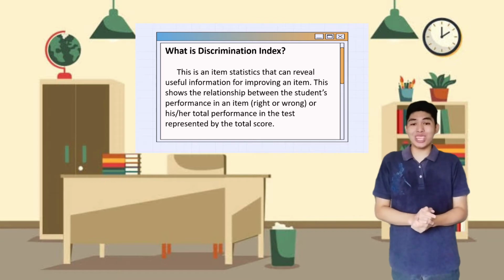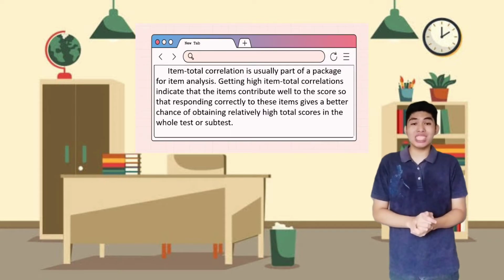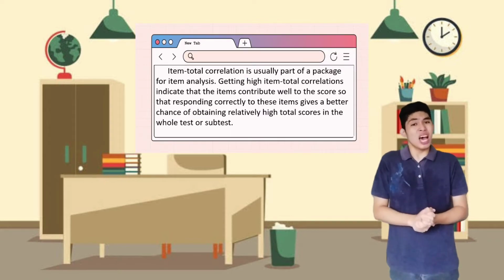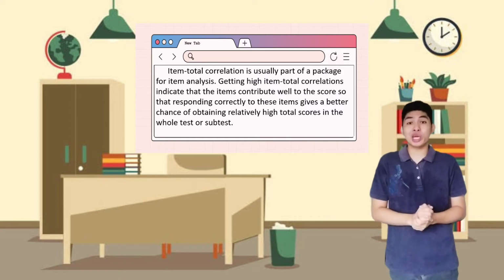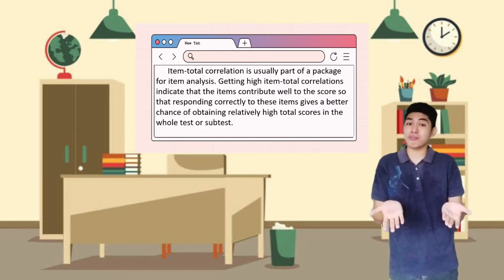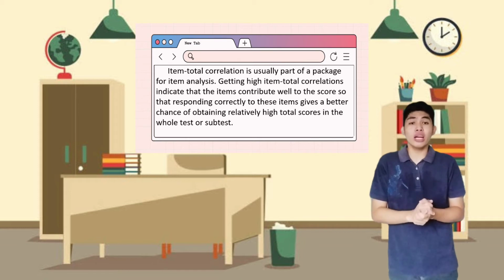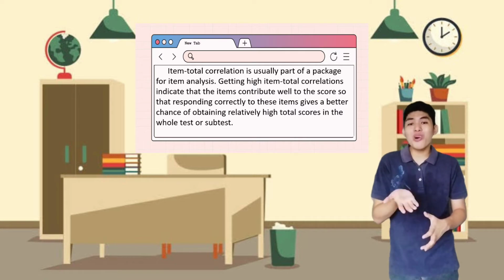Item total correlation is usually part of a package for item analysis. Getting high item total correlations indicates that the items contribute well to the score, so that responding correctly to these items gives a better chance of obtaining relatively high total scores in the whole test or subtest. Again, class, is item total correlation part of the process of item analysis? Yes or no?